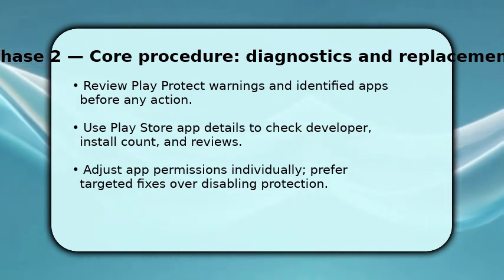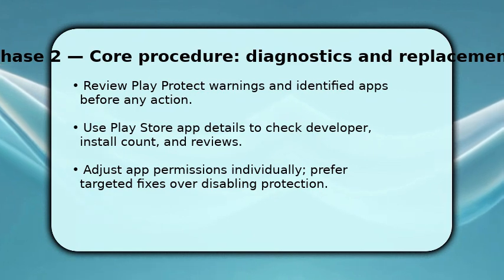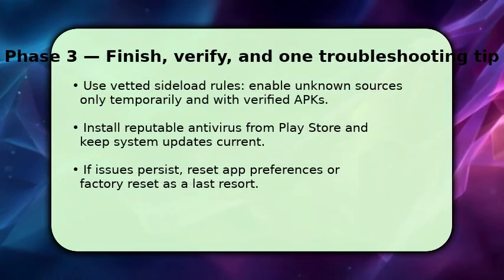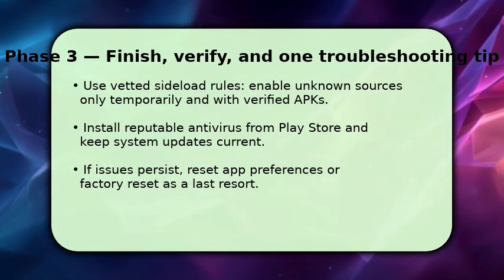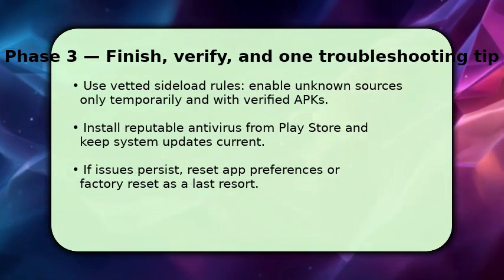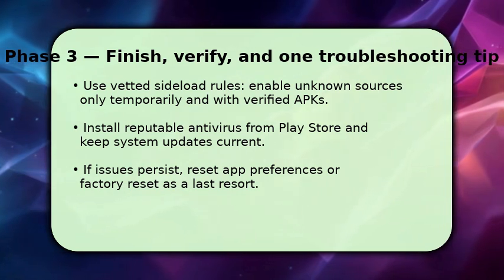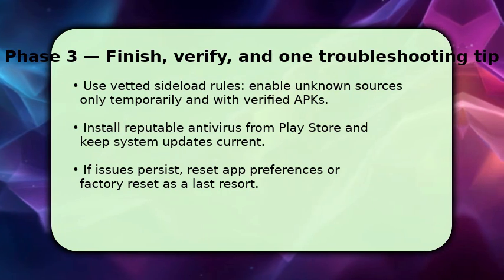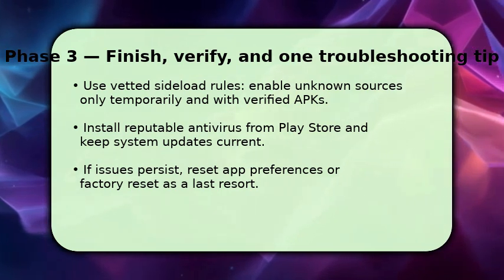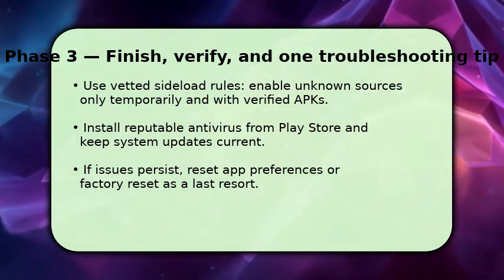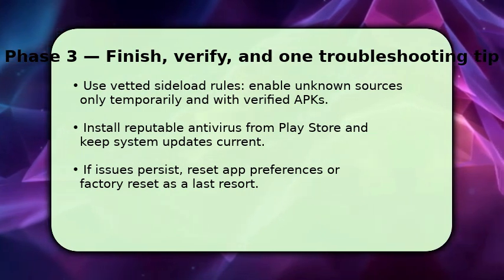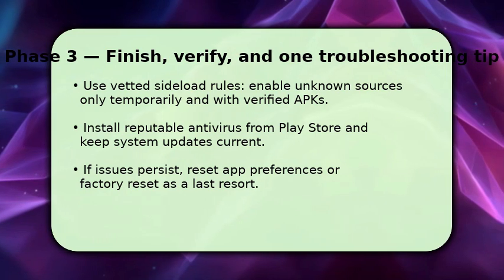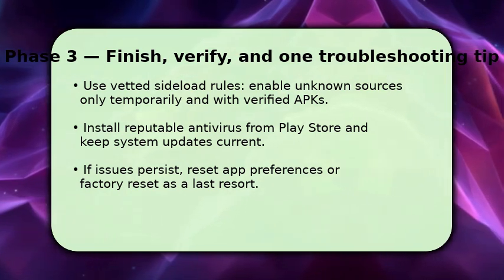Make sure to keep Play Protect enabled while you troubleshoot. You should prefer safer alternatives to removing Play Protect. For example, enable unknown sources only briefly and install APKs from verified developers. Re-disable that option immediately. Once done, install a reputable mobile antivirus from the Play Store and keep System and Play Store updates current. If an app still misbehaves, reset app preferences or, as a last resort, perform a factory reset.